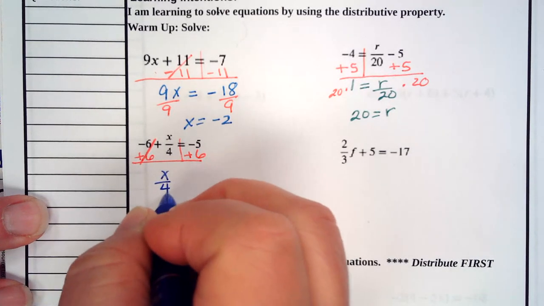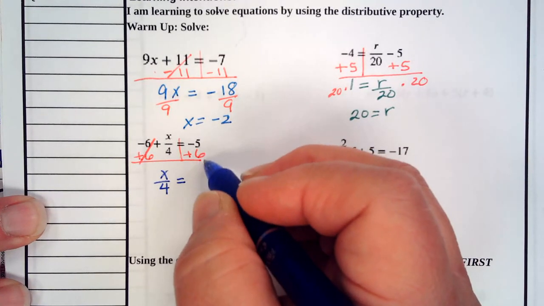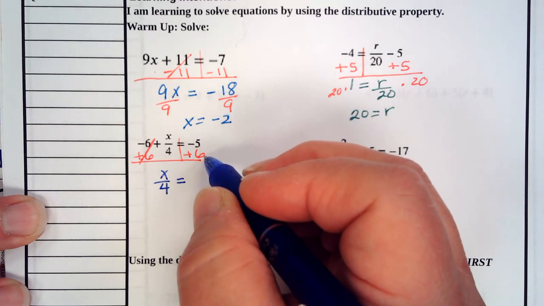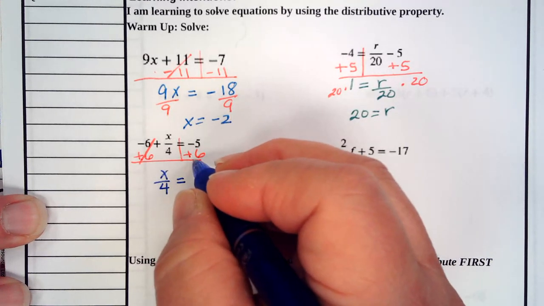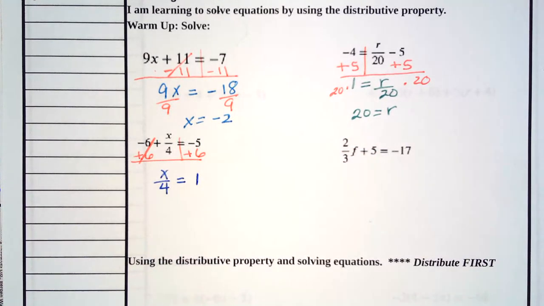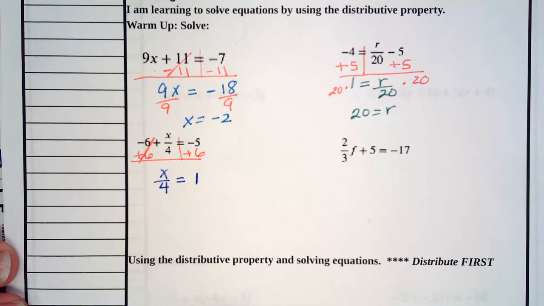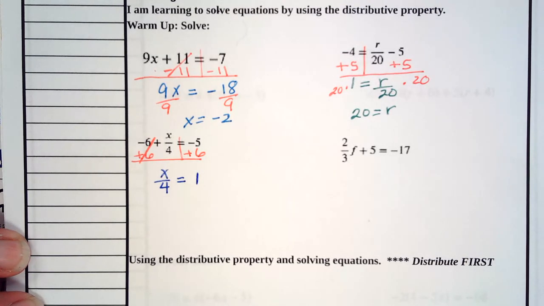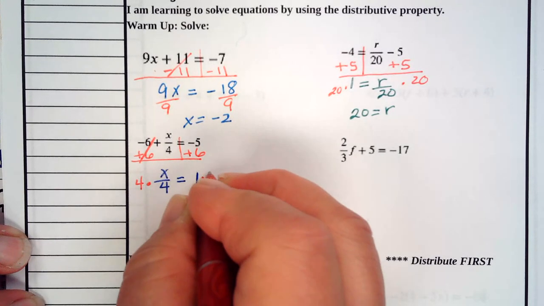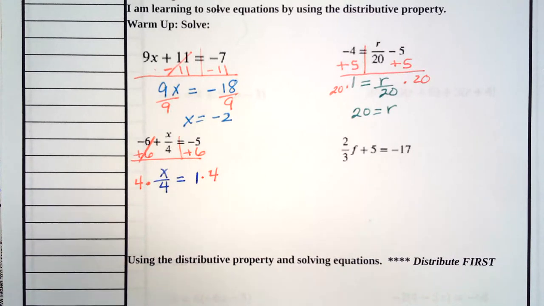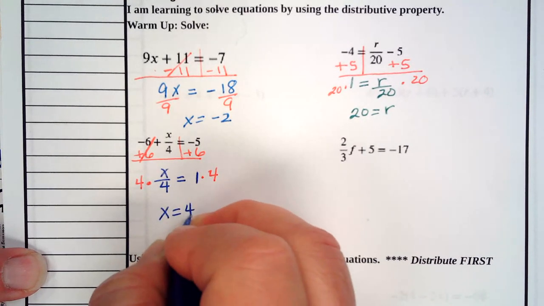X divided by 4 is equal to... They're opposite signs, negative 5 and positive 6, so I subtract. 6 minus 5 is 1. I keep the positive because 6 is bigger than 5. I've taken some number, divided it by 4, and I end up with 1. Maybe you know the answer right now. What number divided by 4 gives me 1? Well, the answer would be 4. To show the math, though, we multiply both sides by 4 because we've divided by 4. And x is equal to 4.